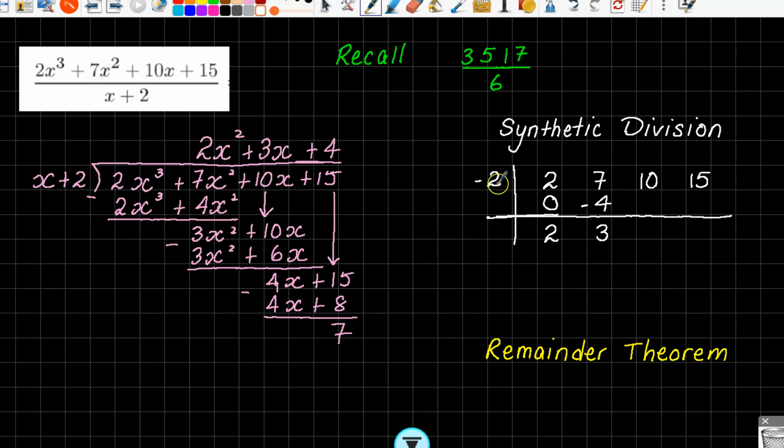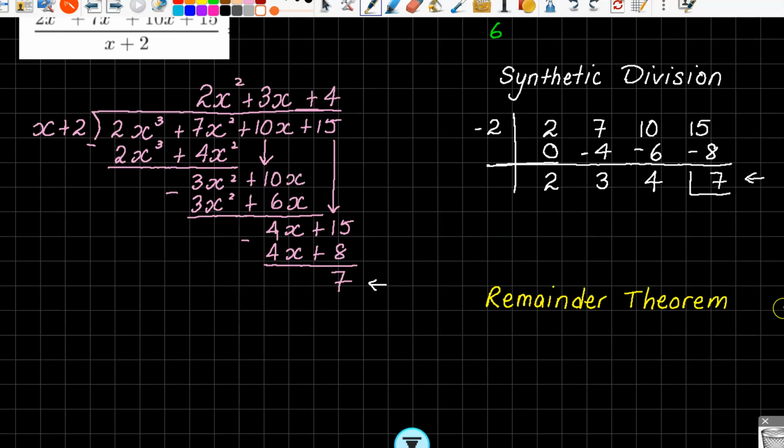What do we do with this -2? We times. What do we do? Add, times, add, and I always like to do that as my last one. And lo and behold, it's 7. So hopefully you can see the connection, because look at this 2, 3, 4. Look at the 2, 3, 4. What's our remainder here? 7. What's our remainder here? 7. Pretty grooves? Not so much, some people went.